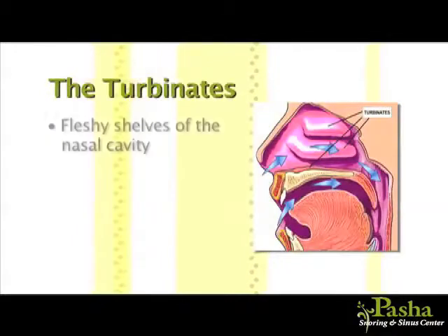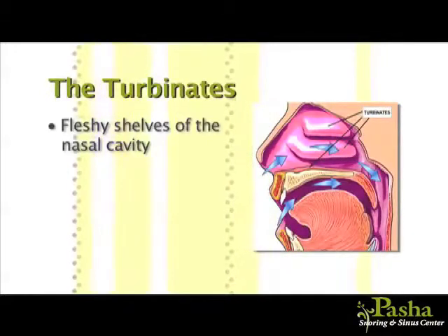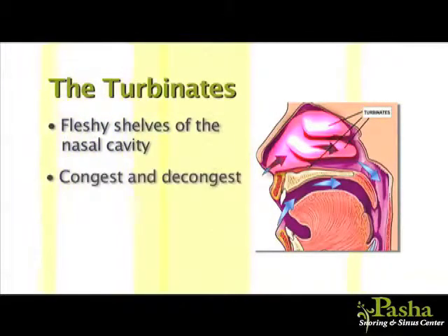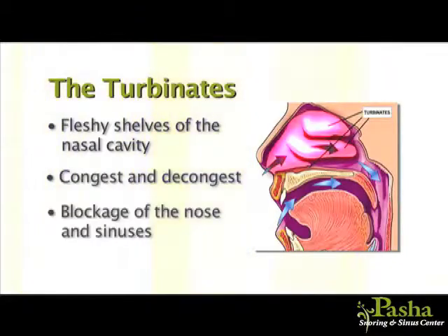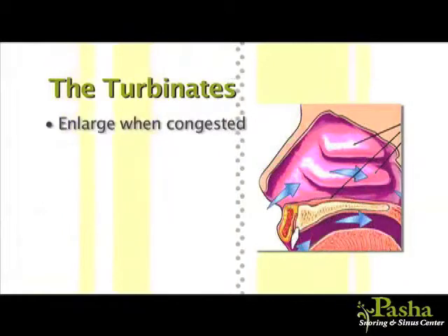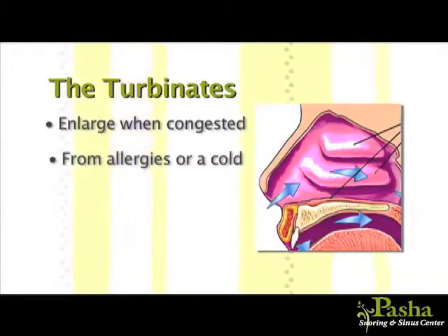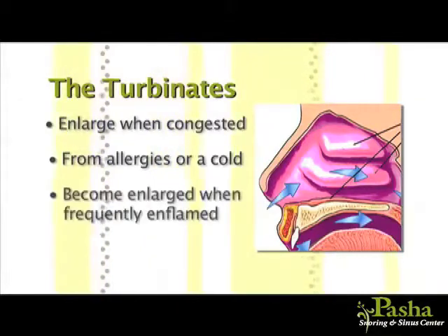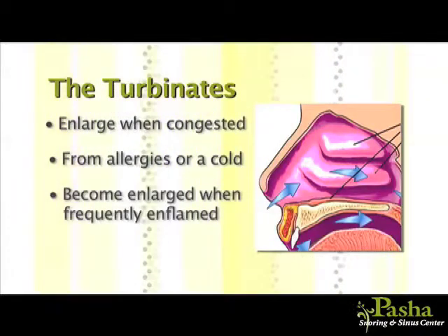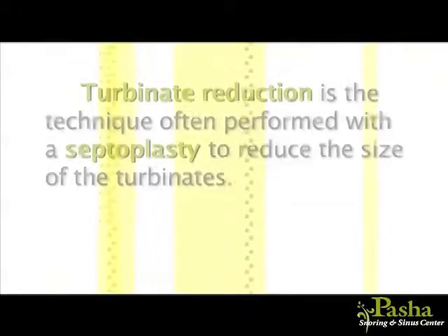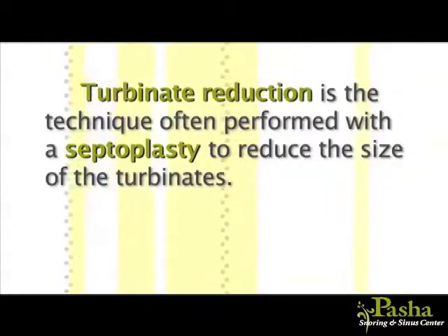The turbinates are fleshy shelves on the side of the nasal cavity that congest and decongest, but for some may cause continual blockage of the nose and sinuses. The turbinates are what enlarge when one becomes congested, oftentimes from allergies or a cold. If the turbinates are inflamed for prolonged periods, they may become persistently enlarged. Turbinate reduction is the technique often performed with a septoplasty to reduce the size of the turbinates.